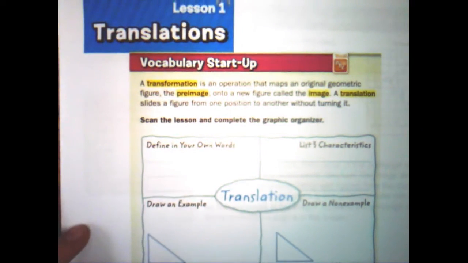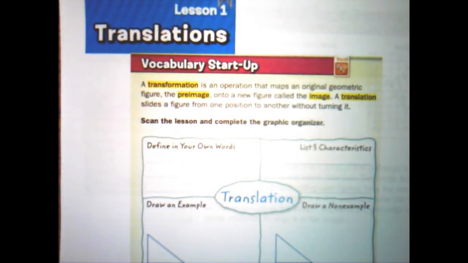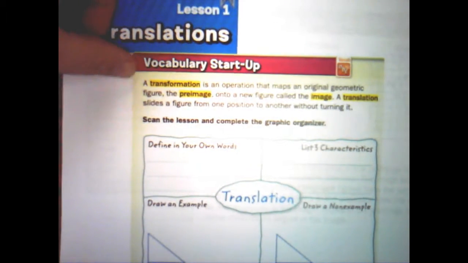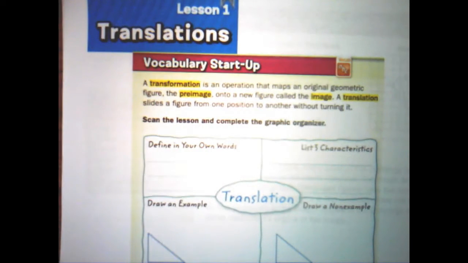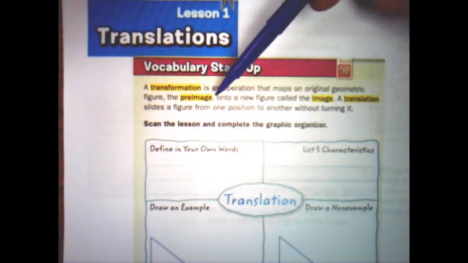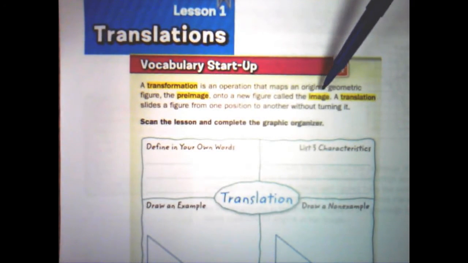Okay, today we are going to start Chapter 6. Chapter 6 is on different kinds of transformations. Essentially, that is when you take a geometric figure and you change it in some way. So a transformation here, it says, is an operation that maps an original geometric figure, or the preimage, onto a new figure, which is called the image. The preimage is what we call the original. So preimage is where we started, image is where we finish.